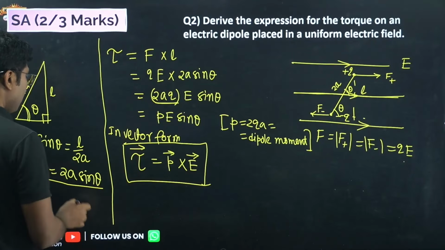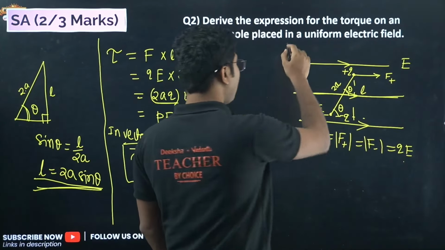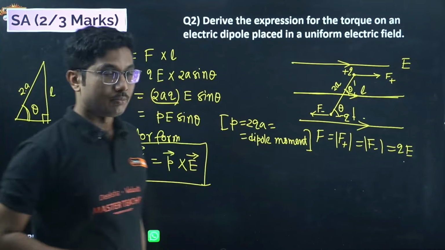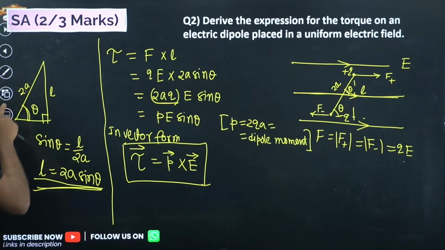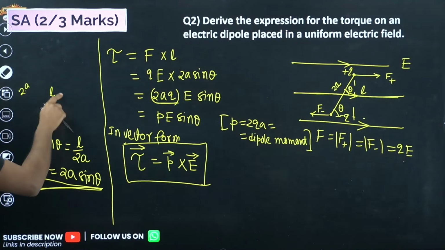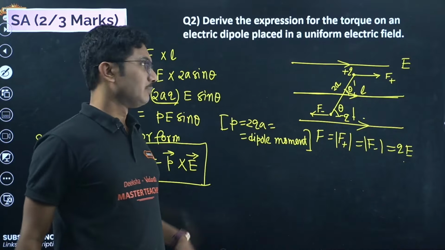Remember, all portions that I have drawn and written on the board are important. You have to do everything. I have not written anything extra except this triangle picture. This triangle picture is just for your understanding, so you don't need to draw that triangle.